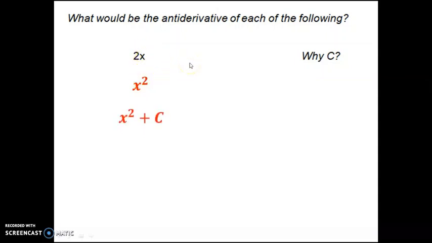But I also wanted to introduce another idea here before we look at the actual rules. This antiderivative should actually be written like this. It has this c here. And we'll talk about what this c means. So why is this c included in the antiderivative?